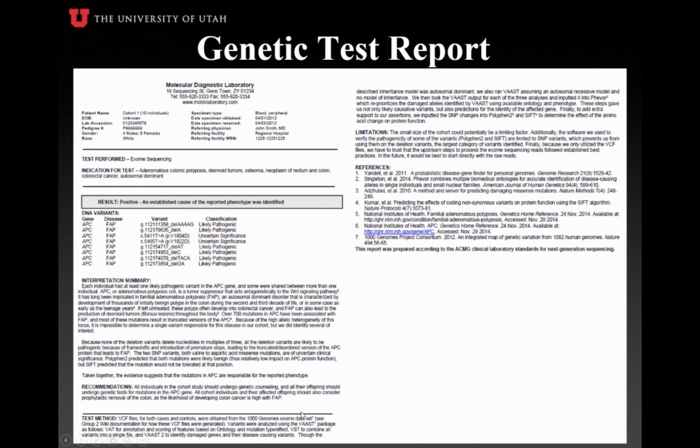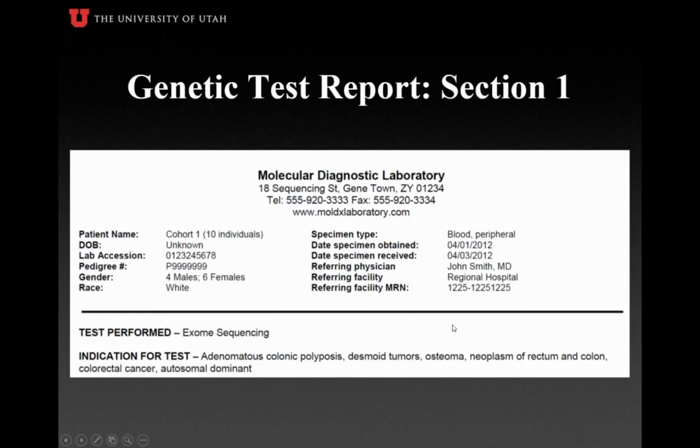I generated the test report using our data and followed a template published by the ACMG Clinical Laboratory Standards. The first section of our mock test report contains the information for our hypothetical testing laboratory, again borrowed from the ACMG template. This particular template is designed for genetic testing of a single individual, so I had to adapt it a little bit to fit our cohort of 10 individuals.